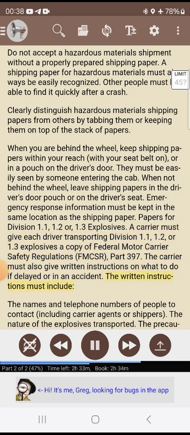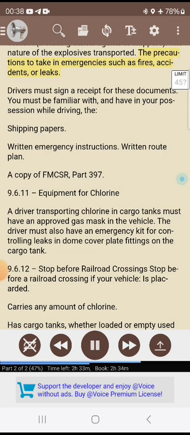The written instructions must include the names and telephone numbers of people to contact, including carrier agents or shippers, the nature of the explosives transported, and the precautions to take in emergencies such as fires, accidents, or leaks. Drivers must sign a receipt for these documents. You must be familiar with, and have in your possession while driving, the shipping papers, written emergency instructions, written route plan, and a copy of FMCSR, Part 397.